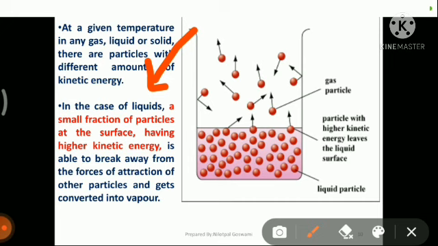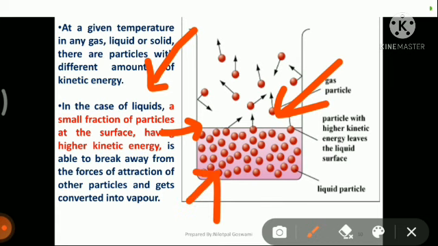So what happens in the case of a liquid? The particles which are at the top, at the surface, here you can see at this top surface, will have more kinetic energy, or higher kinetic energy, than the particles at the bottom. So particles at the surface of the liquid will have higher kinetic energy than those at the bottom.